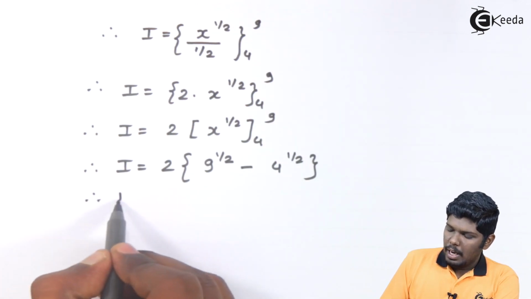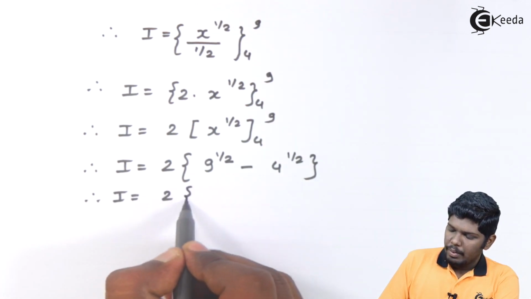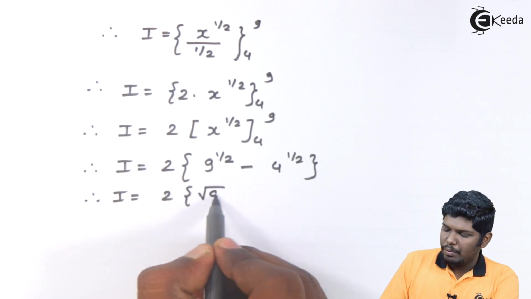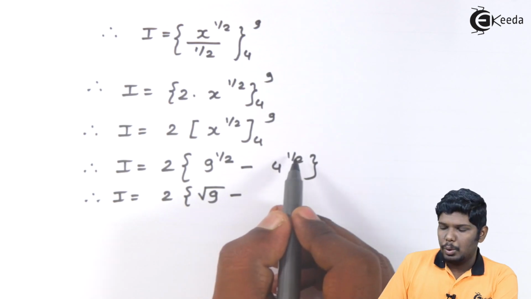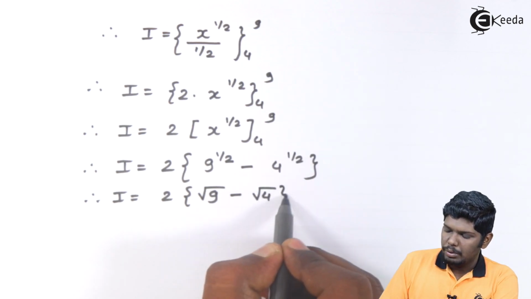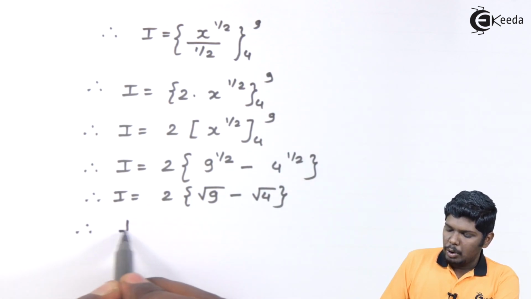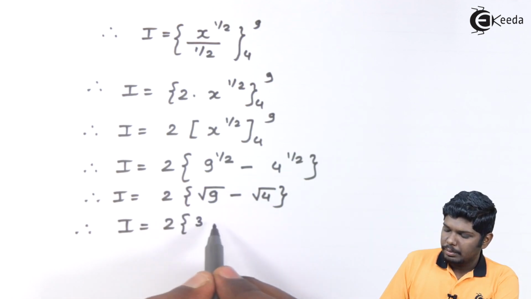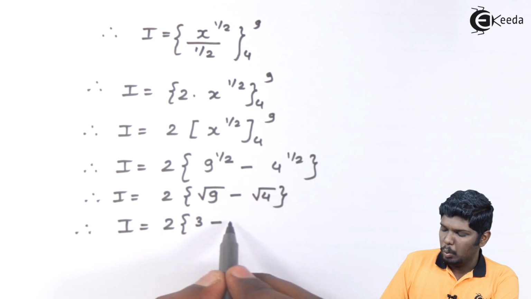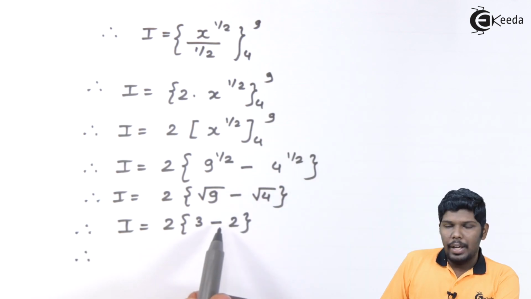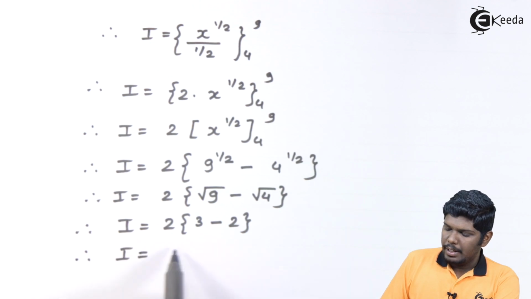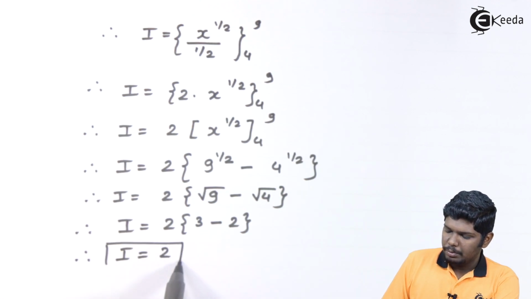This will give you I is equal to, we know that 9 raised to half can be written as square root of 9. Similarly, 4 raised to half can be written as square root of 4. On further solving, square root of 9 will be 3 and square root of 4 will be 2. 3 minus 2 is 1 and 2 into 1 will give you 2. Therefore, the final answer is I is equal to 2.